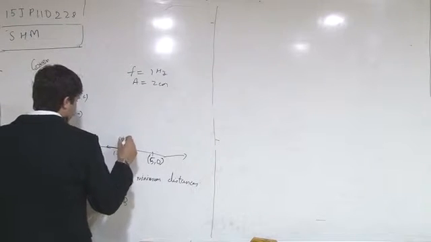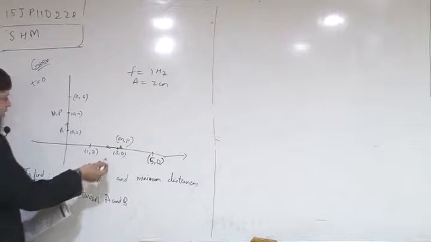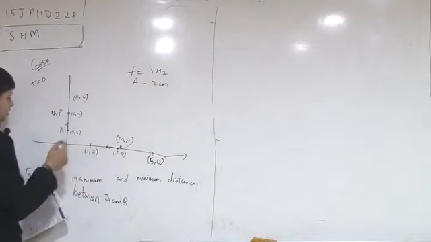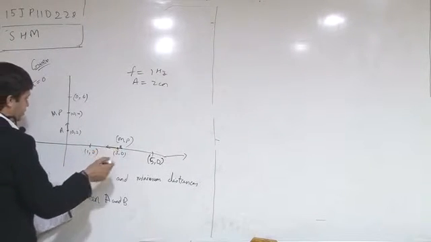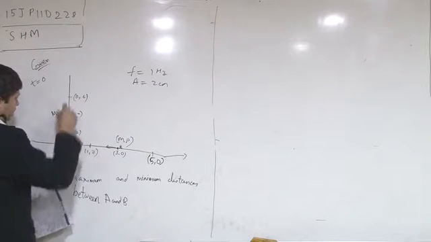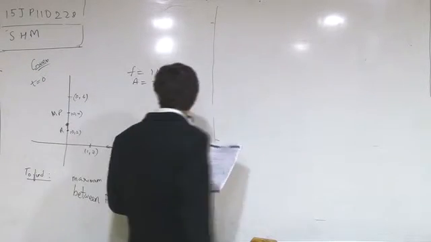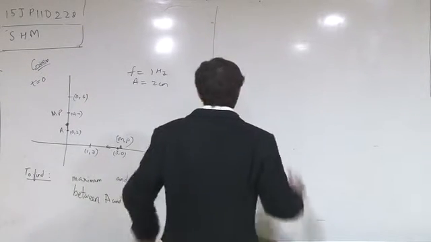This figure is drawn at t equal to 0, and it is given that at t equal to 0, B is moving towards the origin and it is at mean position, whereas A is at (0, 2) and it is moving towards the mean position. We can write the equations for both these SHMs.